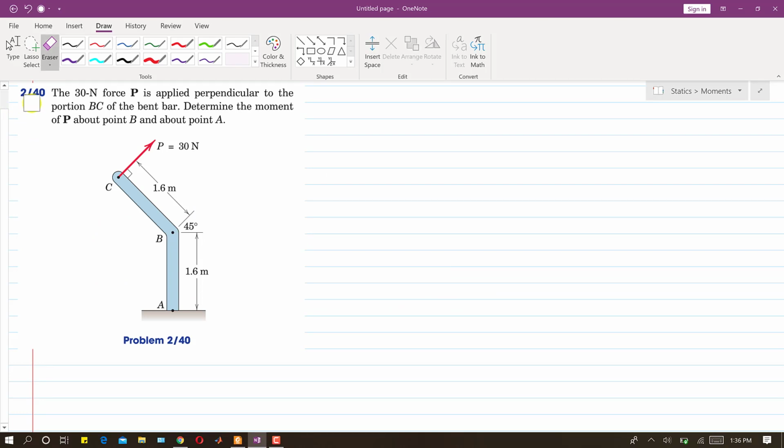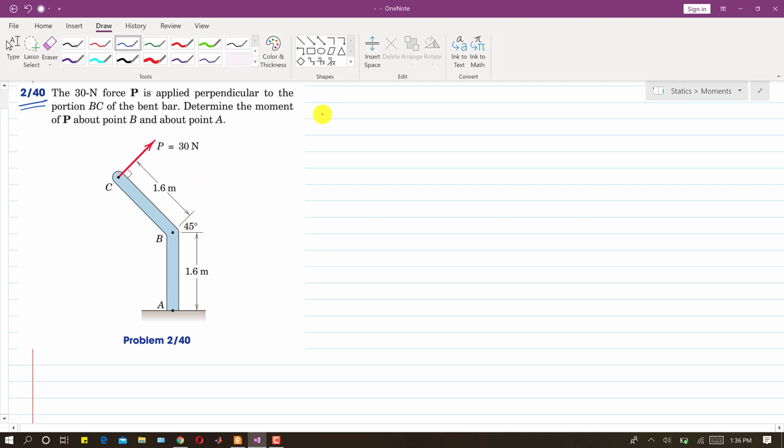Now the next problem is problem 240. In this problem it is said that this 30 Newton force is applied perpendicular to the portion BC. This is the portion BC, and the force is perpendicular to this BC bent bar. We need to determine the moment of P about point B and then about point A. About point B it is very simple.